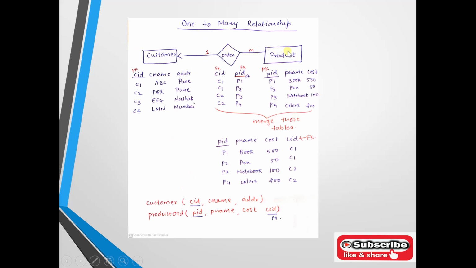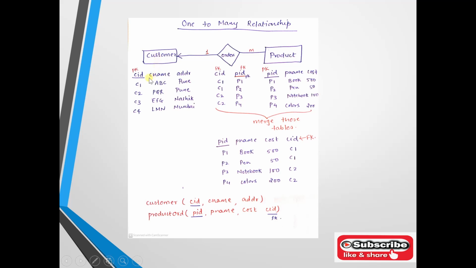Here I have drawn an ER diagram of customer and product. One customer gives order of many products. One customer orders many products. So when this is our ER model, when we convert this into relational model, we have three tables. One is for customer, second one is for product, and the third one is for orders. Right? So here I have taken an example.